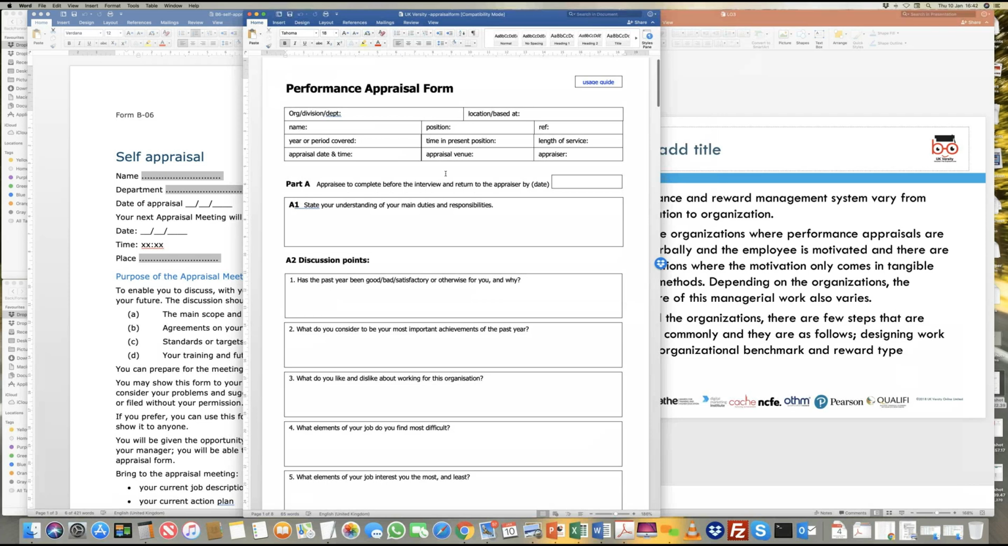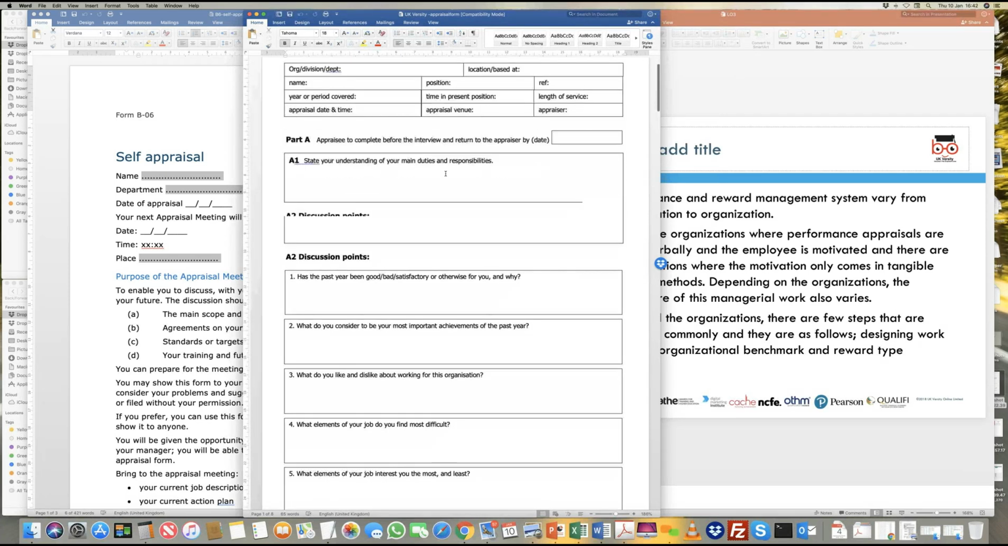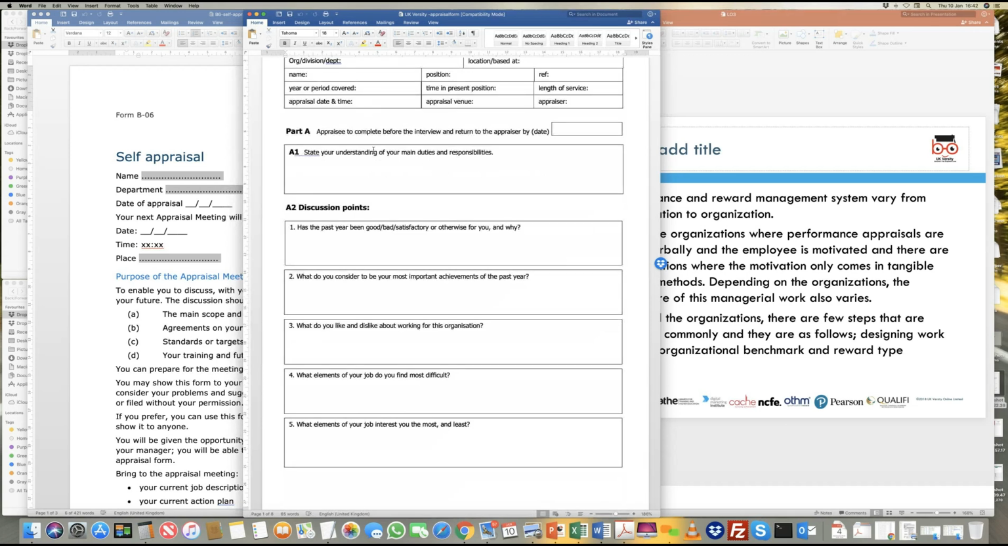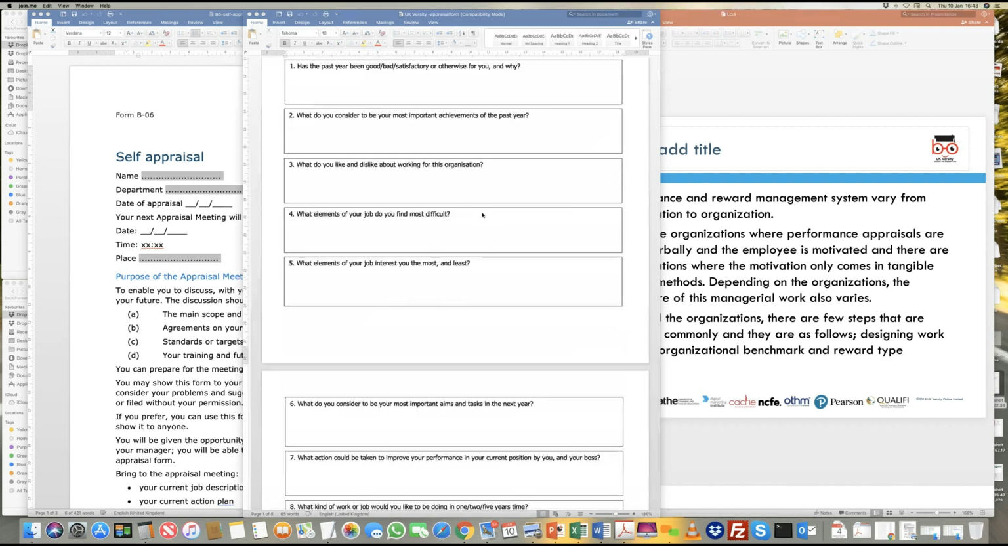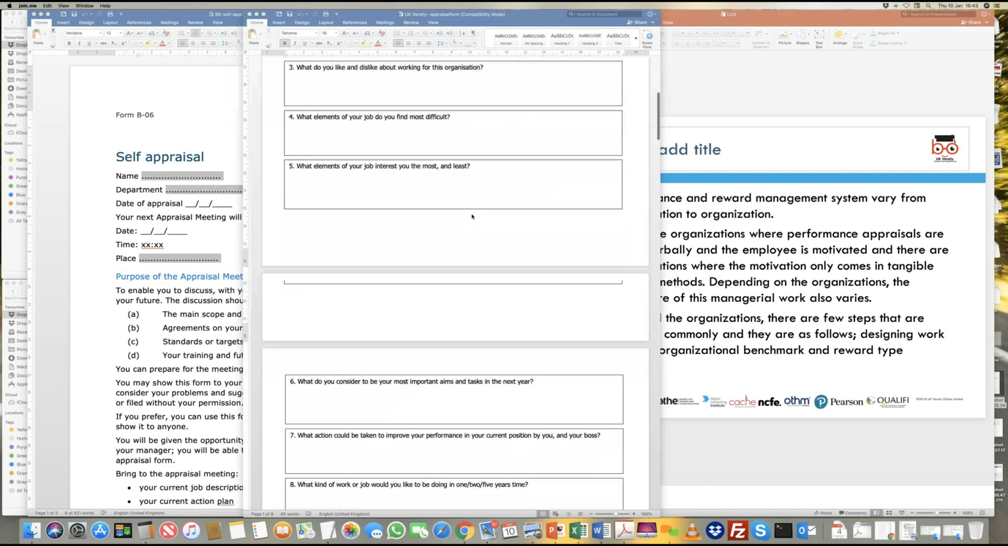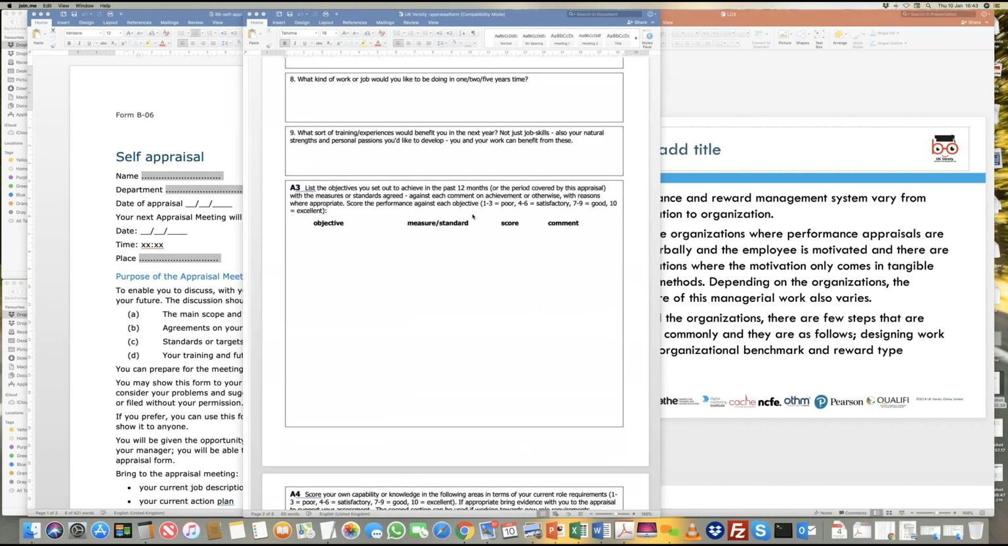So you will see that this performance appraisal form essentially has certain parts. The first part consists of self-evaluation. So they have been asked to state responsibilities, duties, and their understanding of duties and responsibilities. Then the second part talks about certain discussion points. So this is an opportunity wherein the line manager is actually asking for feedback about his role, the organization responsibilities, elements of the job which he finds difficult or least interested in, and things like that. Then the second part in the appraisal is looking at measurement standards.